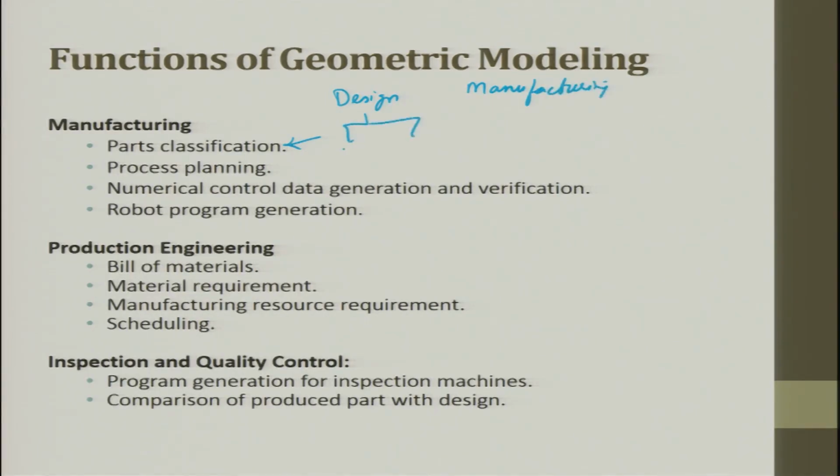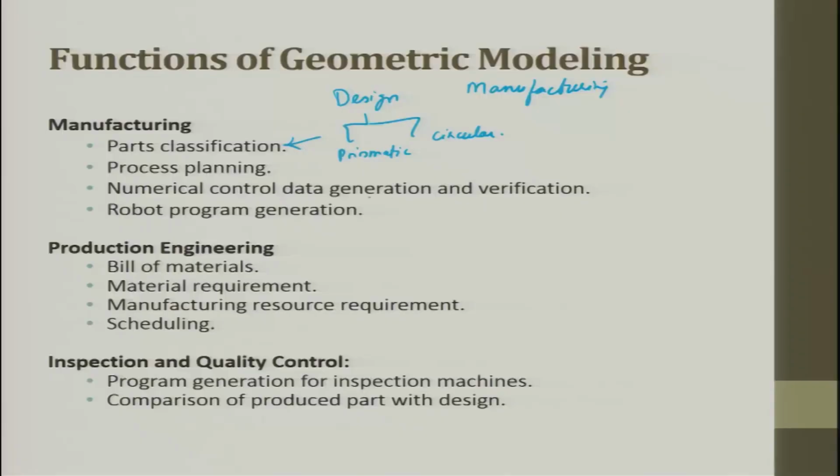Design again can be divided into prismatic and circular. If you see later, we will see about group technology. If I want to classify a part and give a part number to it, geometric modeling plays a very important role. That is the input data. Then process planning, numerical control data generation and verification, and robot part generation. These are the functions of geometric modeling in manufacturing.